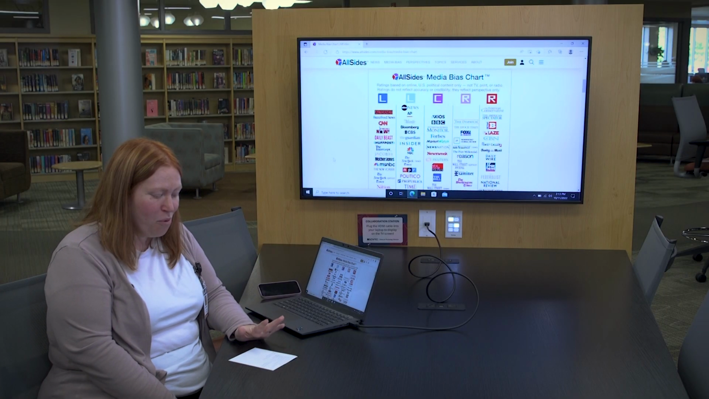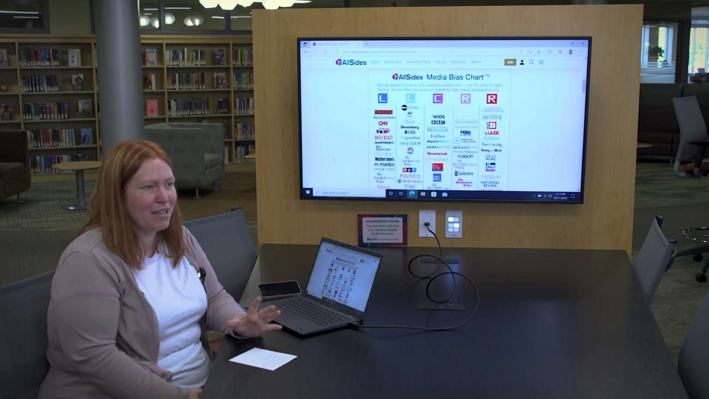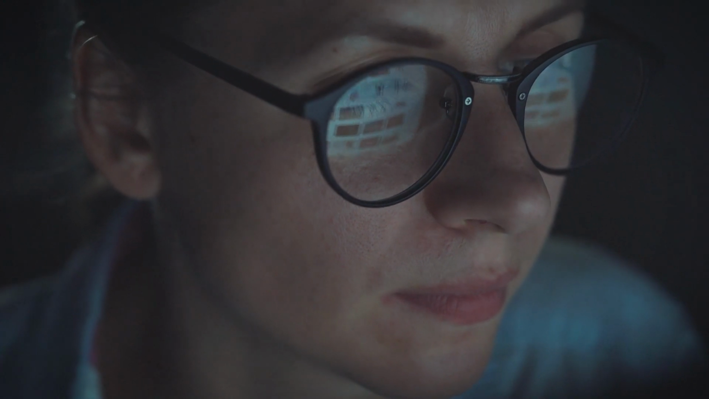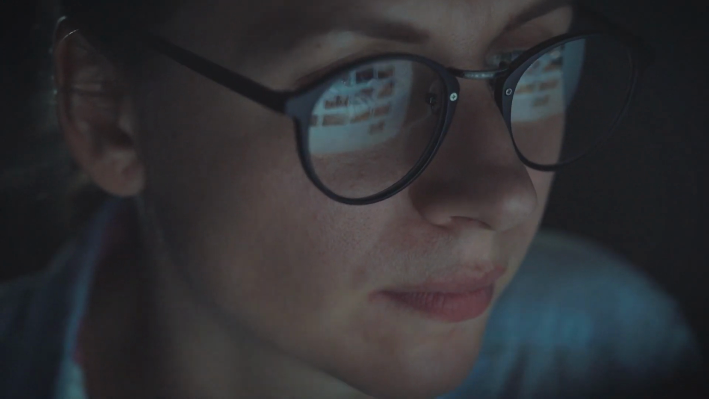So we know that we have many factors working against us when it comes to finding good information and avoiding bad information. The first thing is the overabundance of information in general. Since the internet was invented, we have access to more information than we could ever process or ever look at.